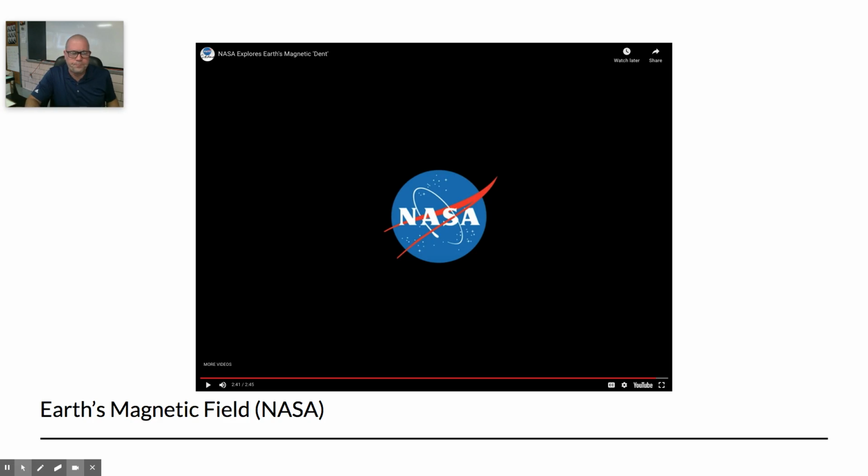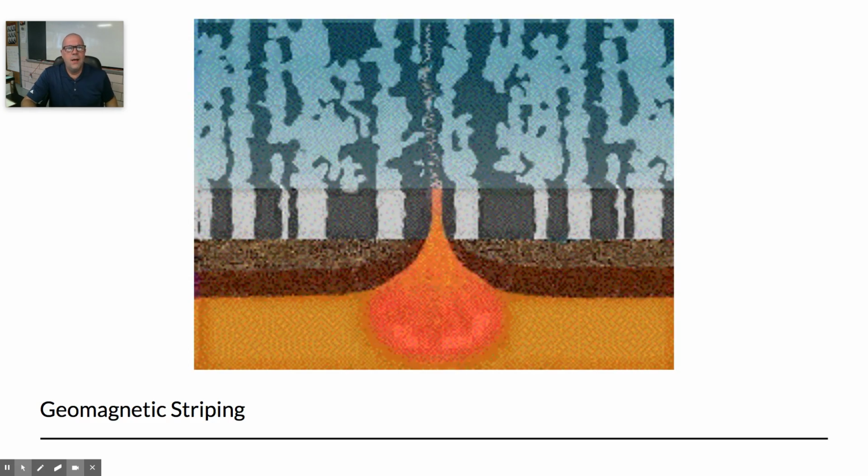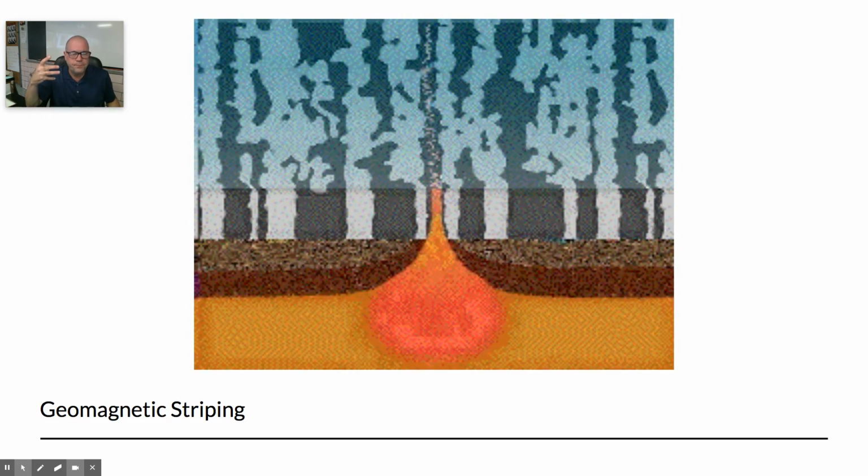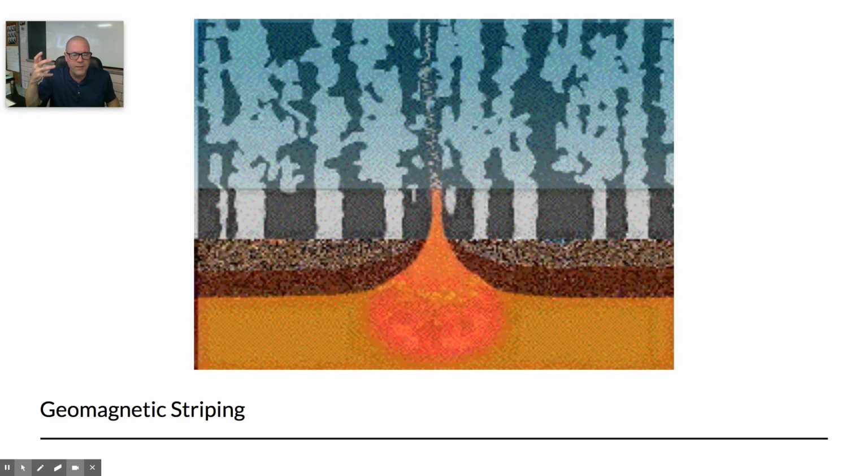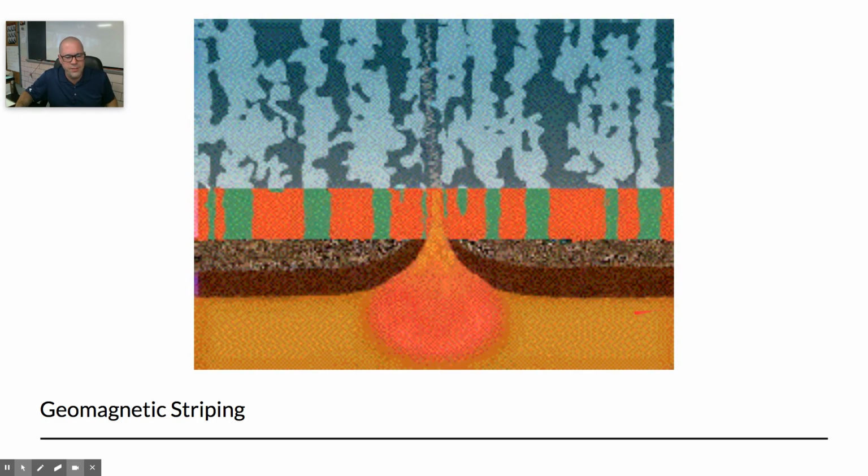So that being said, how can we tell when the magnetic field flips? Well, something called geomagnetic striping, okay, that's happening on the ocean floor.